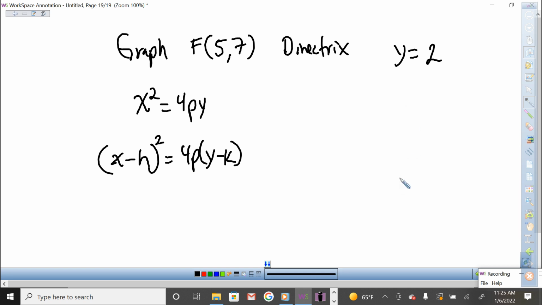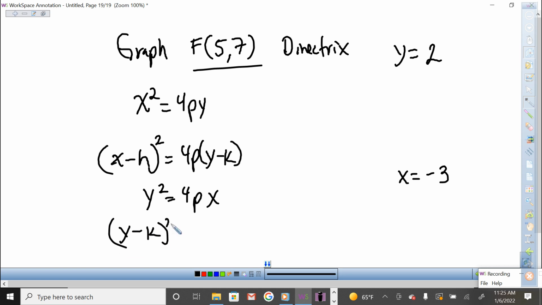What if it was x equals -3? So according to yesterday, we would have written what? y squared equals 4px. Is that correct? But now with this focus, what would I write? (y minus k) squared equals 4p (x minus h). That is correct.